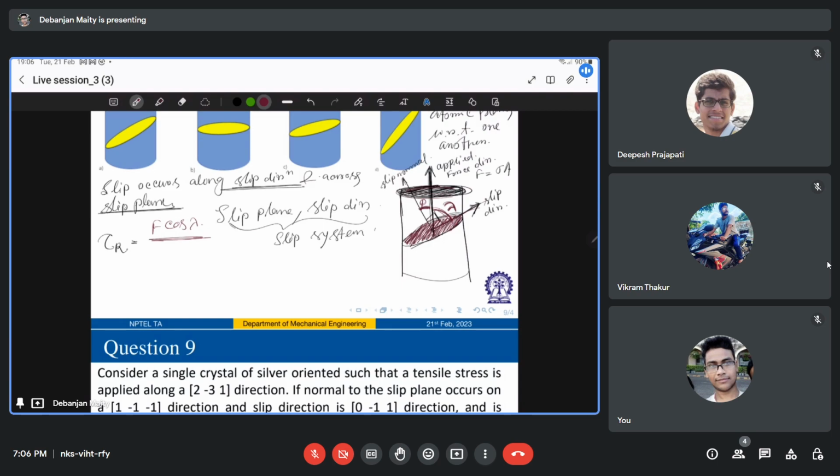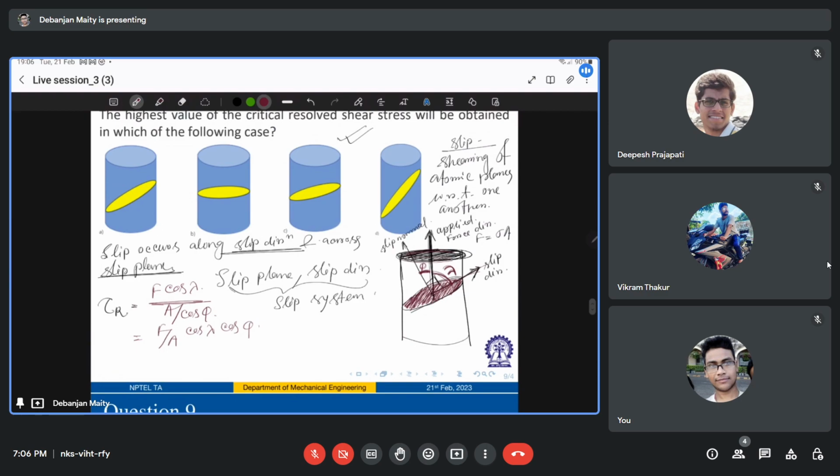If you do some simple trigonometry, this plane will be A by cos phi. So this is coming as F by A cos lambda cos phi. Now can you tell me which value will be giving the highest value of critical resolved shear stress? Obviously you knew this equation anyhow. I explained and derived the equation, and then you tell me which one will provide the highest value of critical resolved shear stress.